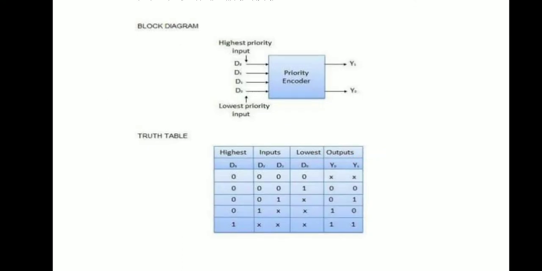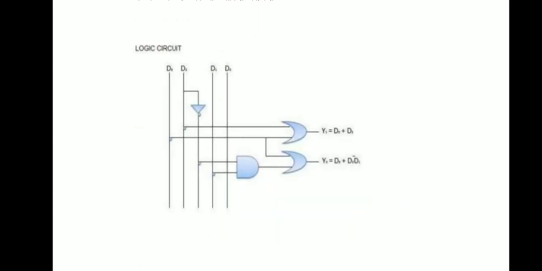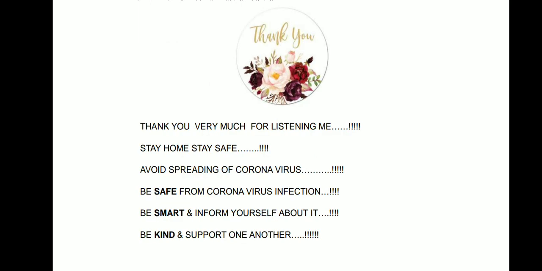The figure shows the block diagram of a 4 to 2 line encoder which has 4 inputs and 2 outputs. The logic diagram of the 4 to 2 line encoder.